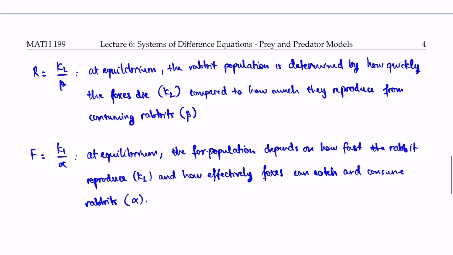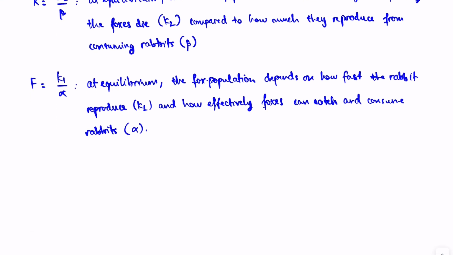On the other hand, in the case of F equal to K1 over alpha, the predator or fox population is balanced by how much food, in this case the rabbit, is available. If rabbits reproduce quickly with a high K1, more predators can survive. If predators or foxes are very efficient hunters with a high alpha, fewer predators are needed to keep the prey population under control. Okay, now let's visualize these results that we got.